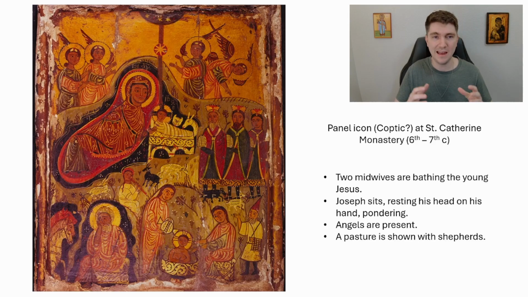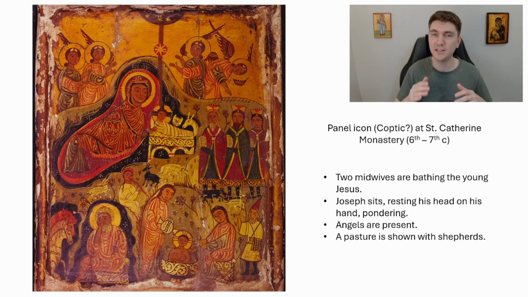This is a panel painting icon from St. Catherine Monastery. It dates to the 6th or 7th century. And you can see in the middle those core elements. There's Jesus in the manger wrapped in the clothes, and it looks like a little basket table. You have the oxen, or the ox and the donkey are looking over at Jesus. Mary is here to the side, but now she's kind of reclining. You have the star above her head. Angels have been added. There's now a pasture, and a shepherd is there playing a flute.